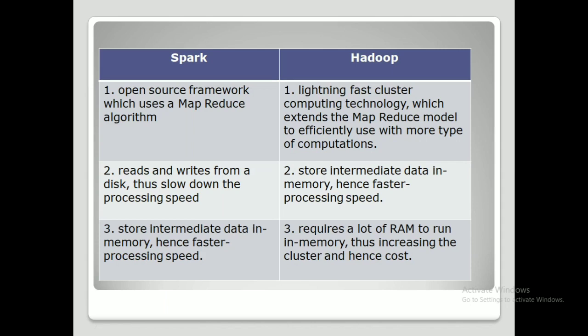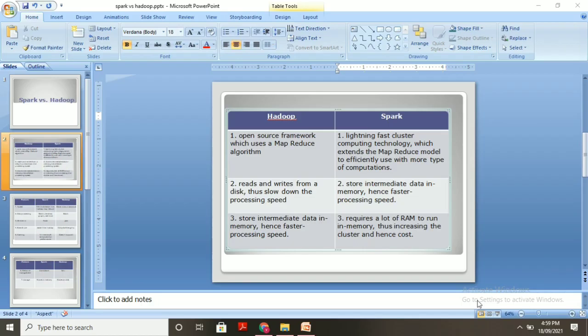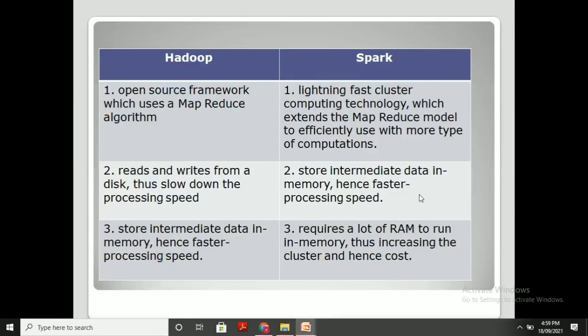So Hadoop is an open source framework which uses the MapReduce algorithm for working, whereas Spark is a cluster computing based framework which extends the properties or the model of MapReduce with the use of more types of computation methods. So Spark is basically one of the extensions, you can say, of the Hadoop MapReduce framework.